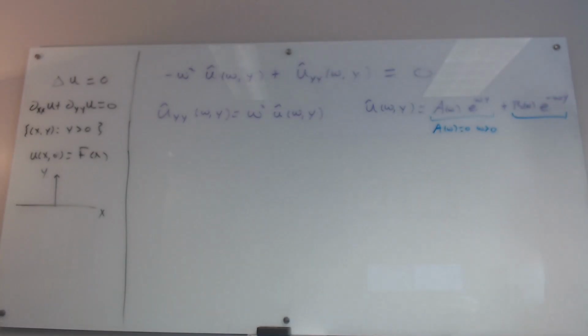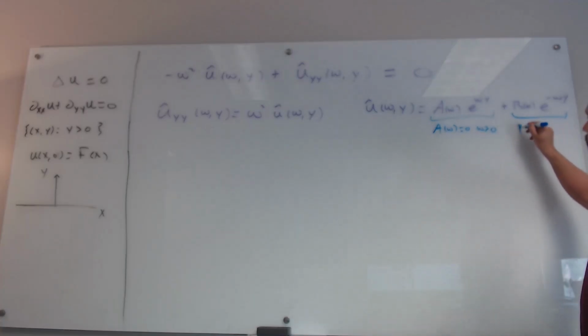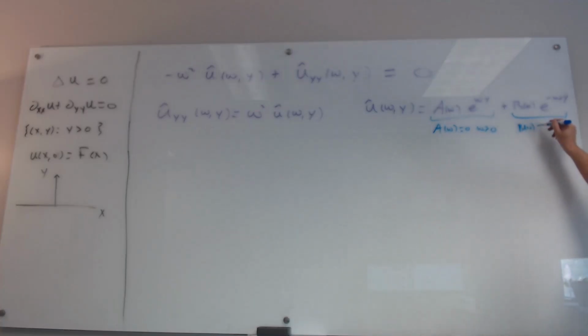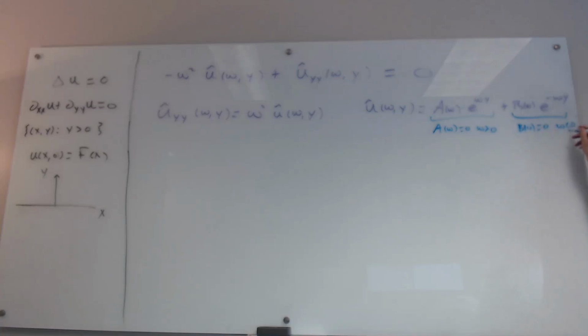Okay, now over here, what do we have? Well, we have sort of the opposite problem. We're good when omega is positive because minus omega y will be negative and we get good exponential decay. So we're going to say b of omega is equal to 0 for omega less than or equal to 0.